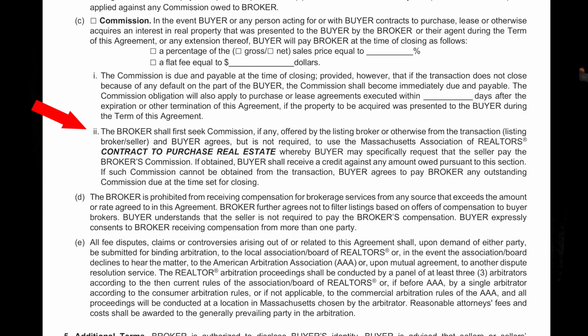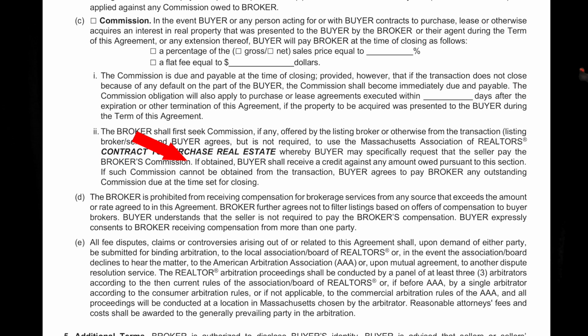So the broker shall first seek commission, if any, offered by the listing broker or otherwise from the transaction, and buyer agrees but is not required to use the Massachusetts Association of Realtors contract to purchase real estate, whereby buyer may specifically request that the seller pay the broker's commission. All right, so a couple of things here. Number one, if your brokerage is like eXp and you're no longer doing broker-to-broker compensation, you may want to cross out the piece where it says that we're first going to get compensated by the listing broker, and just leave that we are going to try to get compensated from the seller or through the transaction.